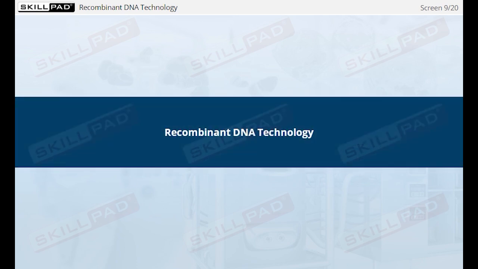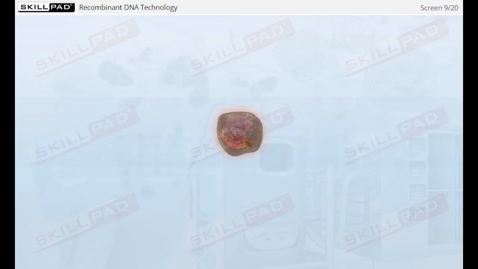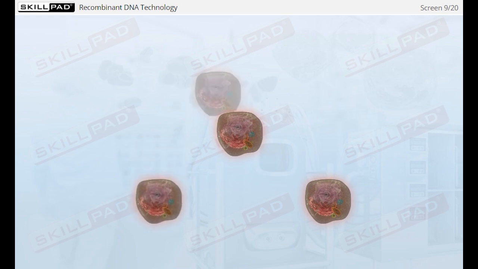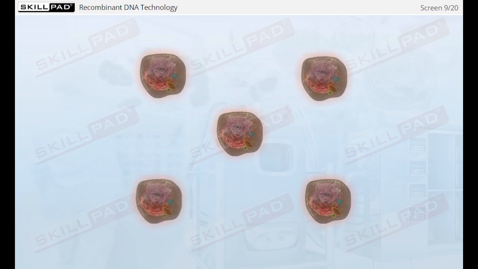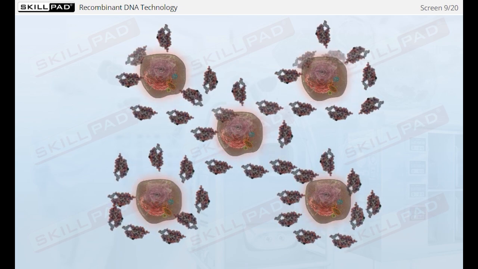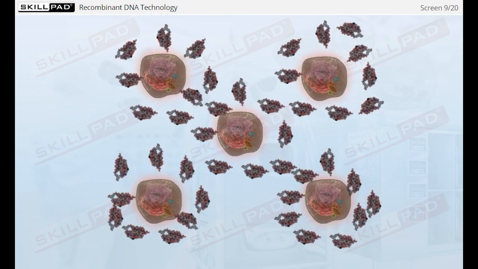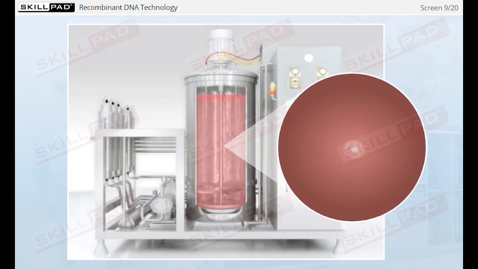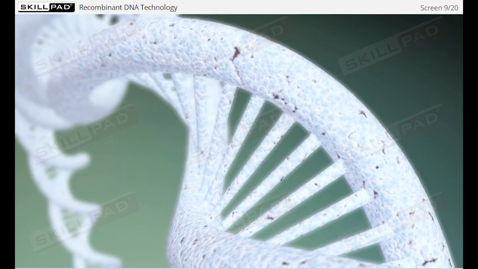Recombinant DNA technology. One of the key technologies used in the research and manufacture of biopharmaceuticals is recombinant DNA technology. This technology allows us to produce proteins outside of the body, that is, in an industrial setting, in large quantities. All organisms use the same genetic coding system to make proteins. In other words, they use genes.